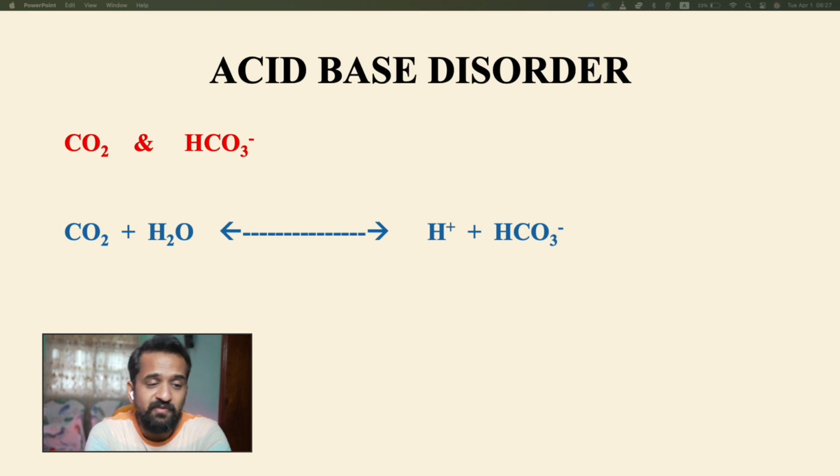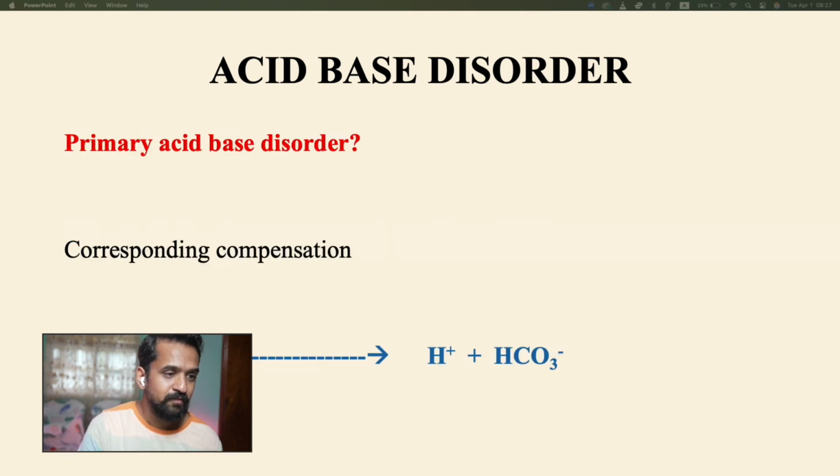Now this is the most famous equation that you need to learn. It's called the Henderson's equation. It's a reversible reaction between carbon dioxide plus water, which creates hydrogen ions and bicarbonate. And from this equation, we derive a lot of things.